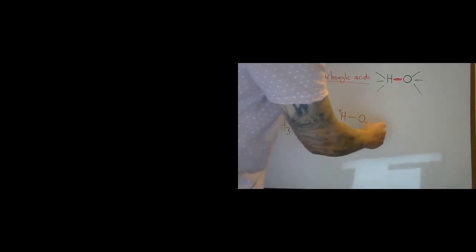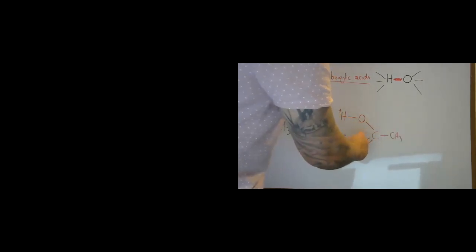carboxylic acid's a COOH. So over this side we have a negatively charged oxygen, over here we have a positively charged hydrogen. So we now have two separate sites for hydrogen bonding. So what happens is we get another carboxylic acid comes over here. So we have two sites for hydrogen bonding.